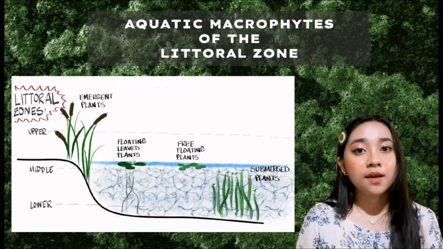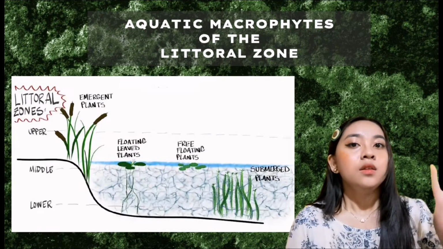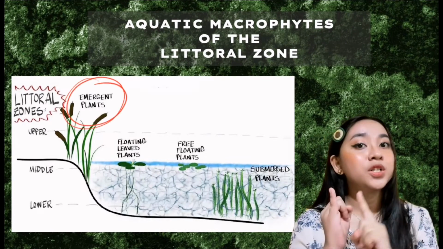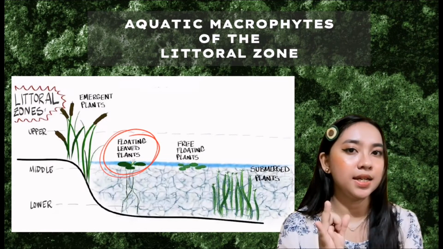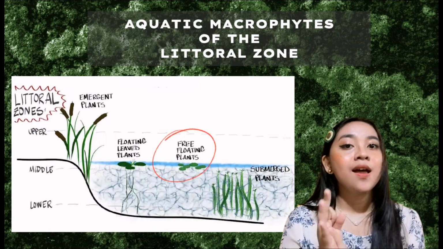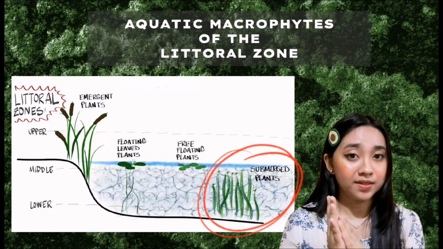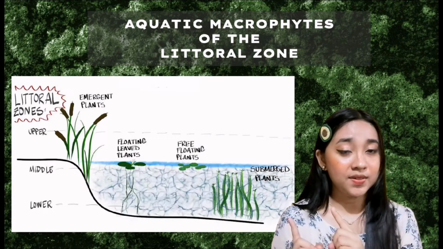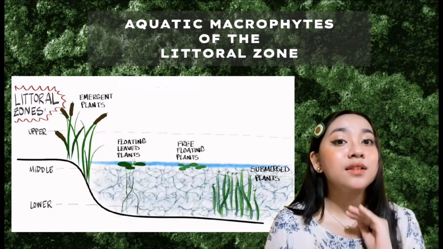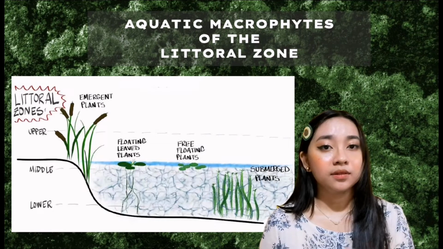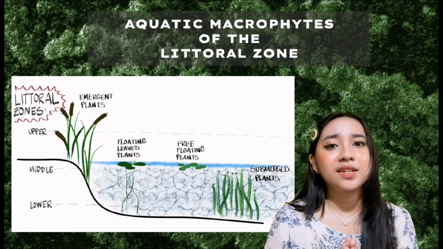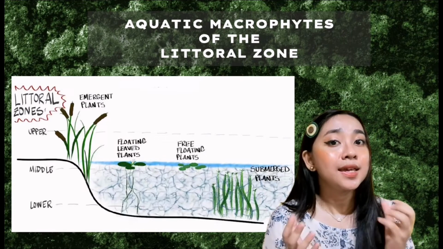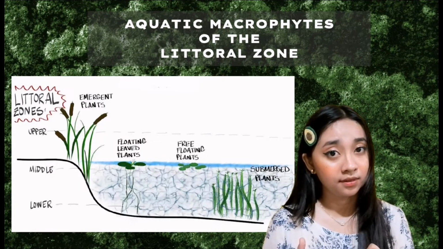Aquatic macrophytes of the littoral zone. There are four types of aquatic macrophytes. We have the emergent plants, floating-leaved plants, free-floating plants, and submerged plants. This illustration represents where aquatic macrophytes are located in the littoral zone of the water body. The littoral zone is divided into segments based upon what types of plants inhabit a given location.